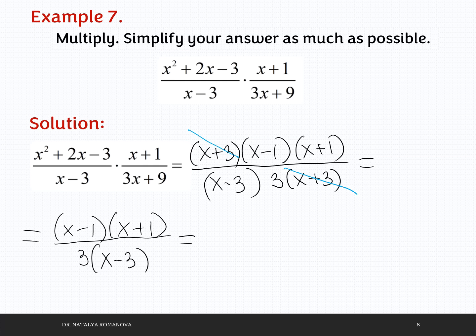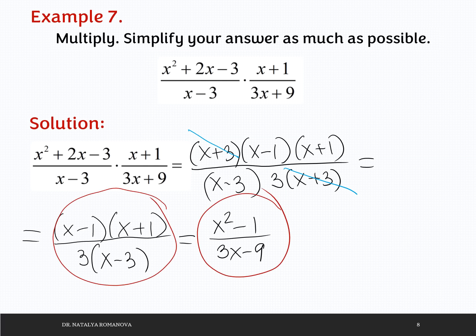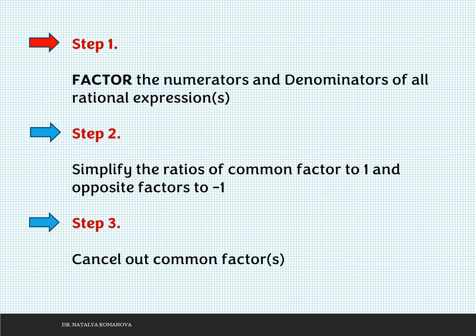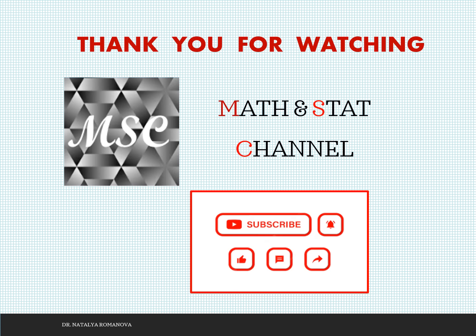Now we can write it would be (x squared minus 1) over (3x minus 9). So both variants are the correct answer for our given example. It is a step-by-step plan to cancel out common factors when you work with rational expressions. Thank you for watching and see you soon.